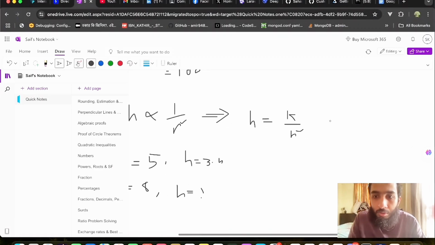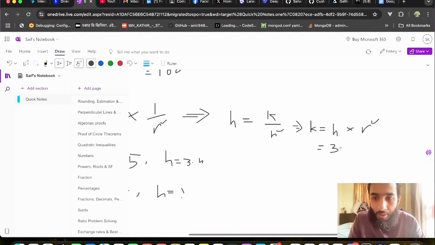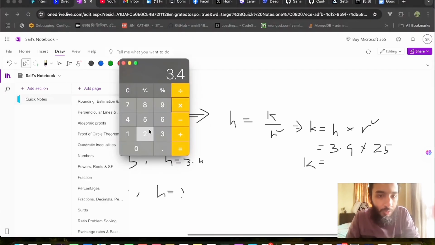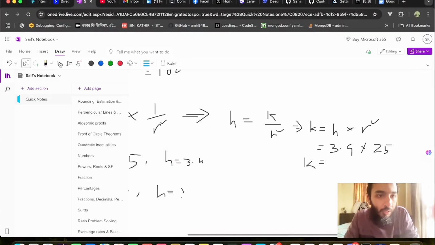From here we can write k is h into r square. If h is 3.4 and r is 5, r square is 25. So what do we get for the value of k? The value of k is 3.4 into 25. If I use the calculator, 3.4 multiplied by 25 is 85. So the value of k is 85.